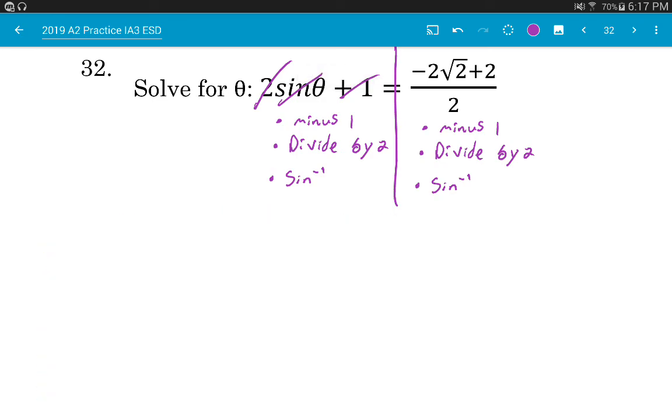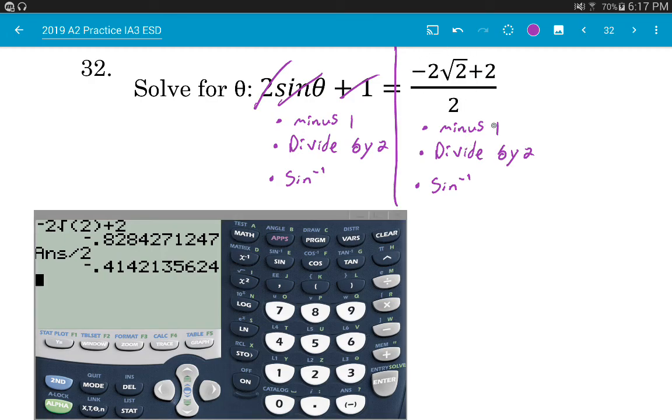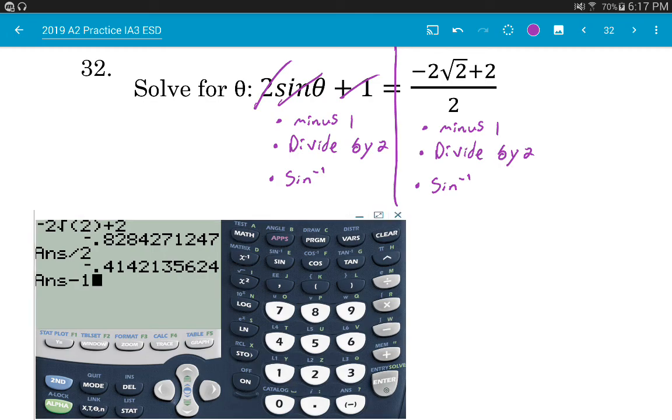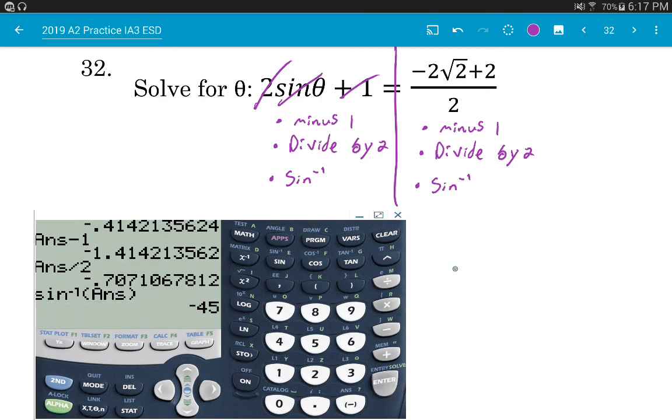So let me go to my calculator. I'm going to want to make sure I'm in degree mode. I am. Good. Now let's see what this is equal to. Negative 2 square root of 2 plus 2 divided by 2. Now that's just this. Now I'm going to do my 3 steps. Minus 1. I'm going to divide by 2. And then I'm going to use the arc sine on that second answer. Arc sine of that answer, because I didn't want to retype that decimal, but you could. Negative 45.